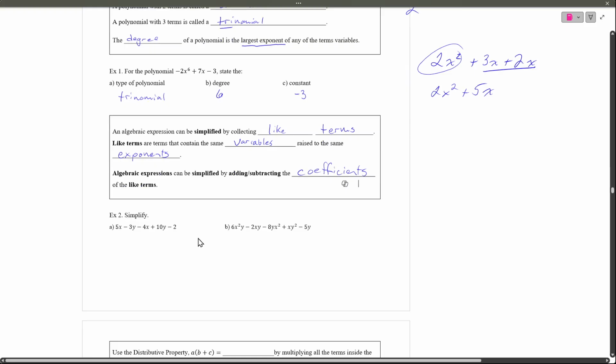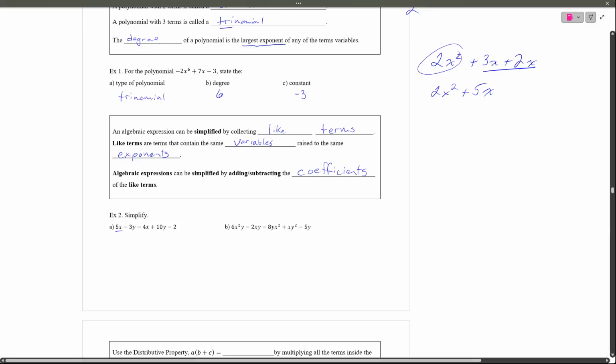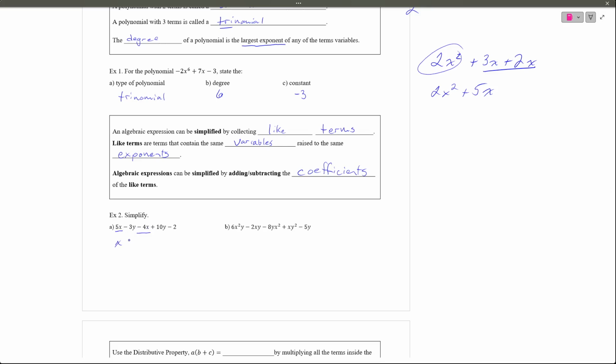So let's say we have example 2 down here, which is 5x minus 3y minus 4x plus 10y minus 2. So our goal is to combine the like terms. So look for the terms with the same variable. In this case, I have 5x and I have minus 4x. I can combine those. So 5 minus 4, that's just going to give me x.